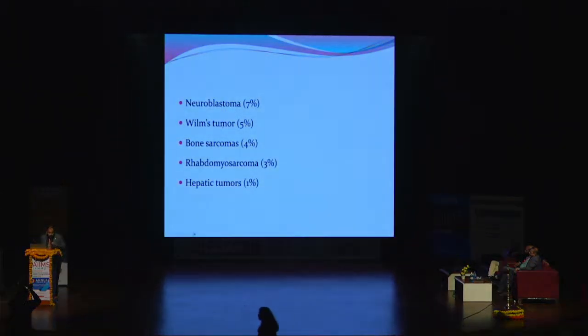So these are the most common pediatric solid tumors. Neuroblastoma constitutes 7% of all pediatric tumors. Wilms tumor, bone sarcomas, rhabdomyosarcomas, and hepatic tumors.